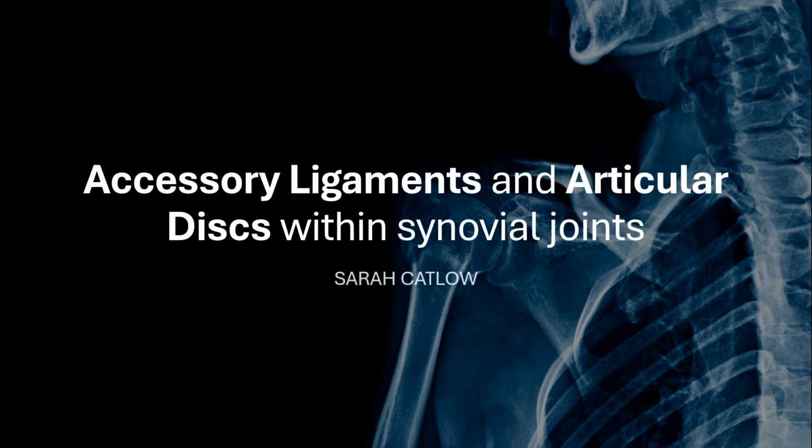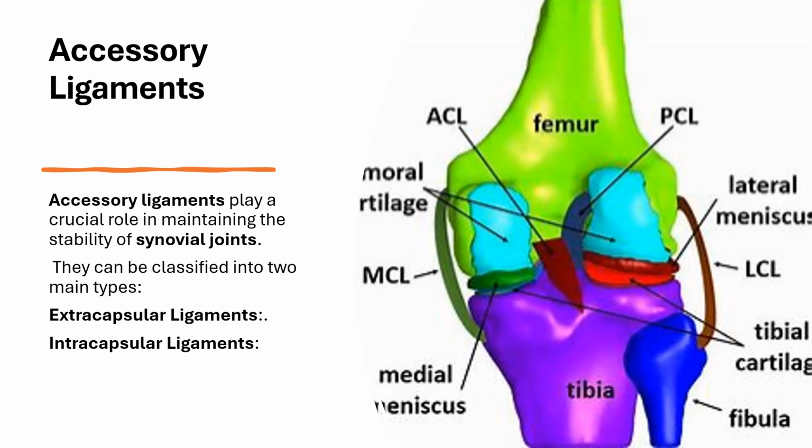So we're going to talk through accessory ligaments and articular discs within synovial joints. So let's start by looking at accessory ligaments. Now these play a really important role in maintaining the stability of synovial joints. Now these ligaments are bands of connective tissue that strengthen the joint, reinforcing it against abnormal movements. Now they can be classified into two main types.